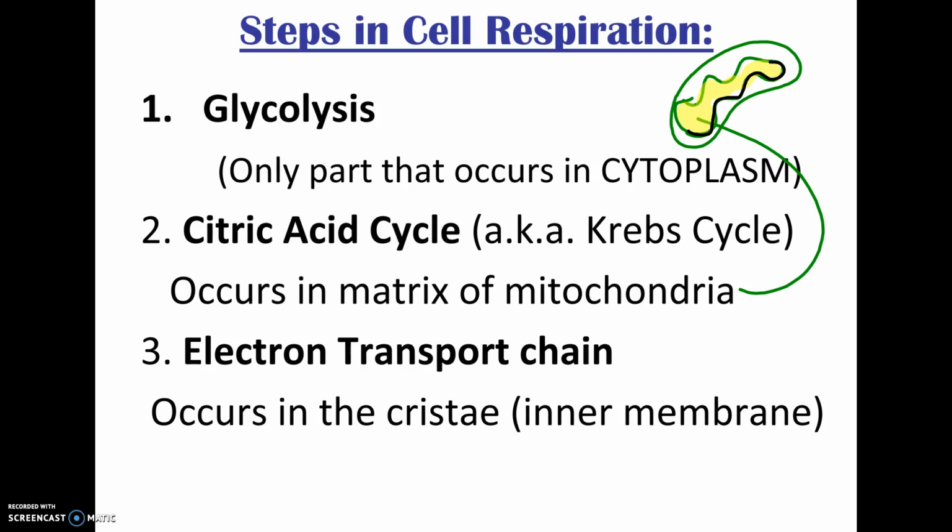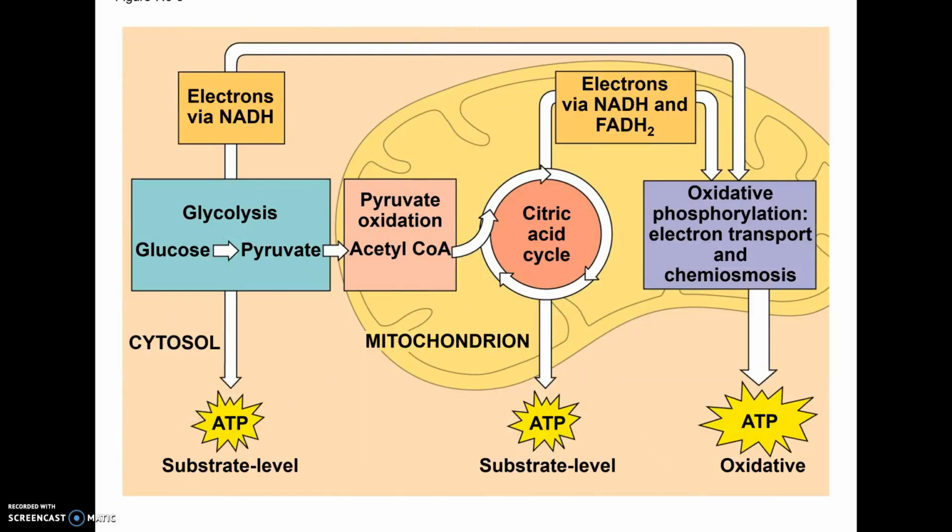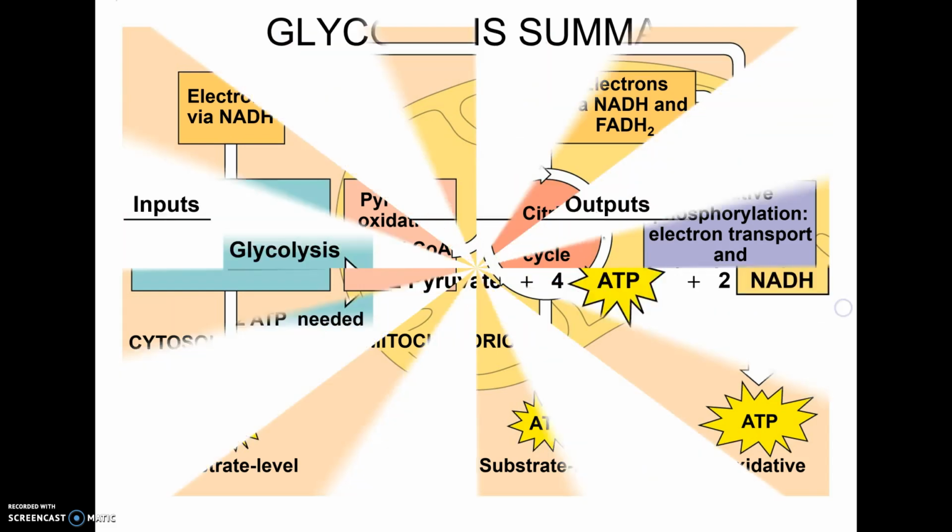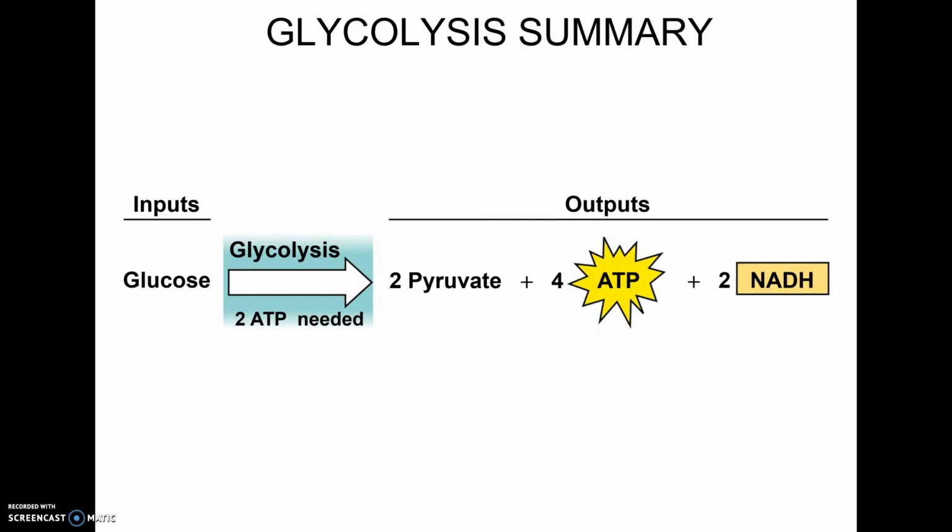All right, so this is just a visual of the same thing: glycolysis, cytoplasm. The second step is the citric acid cycle here in the middle, and then chemiosmosis or the electron transport chain is going to be the final step. All right, so here's what happens in glycolysis. Glucose basically gets split in half.